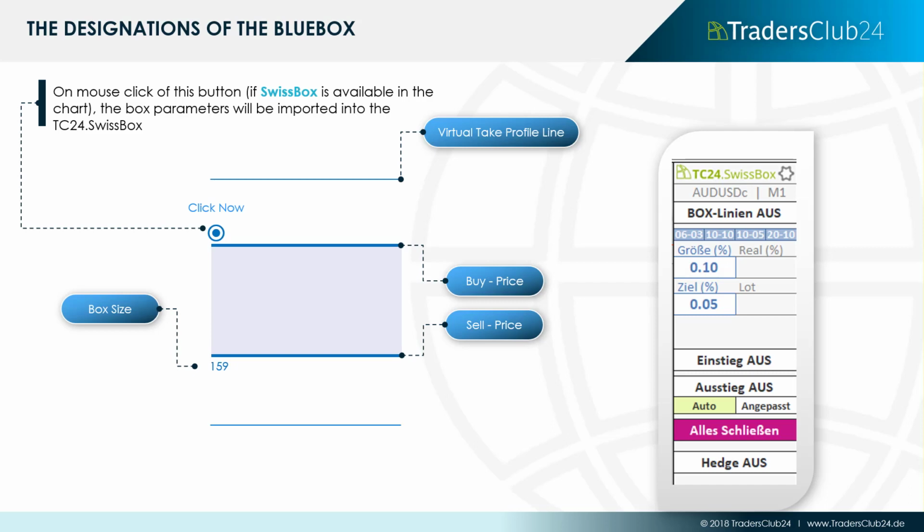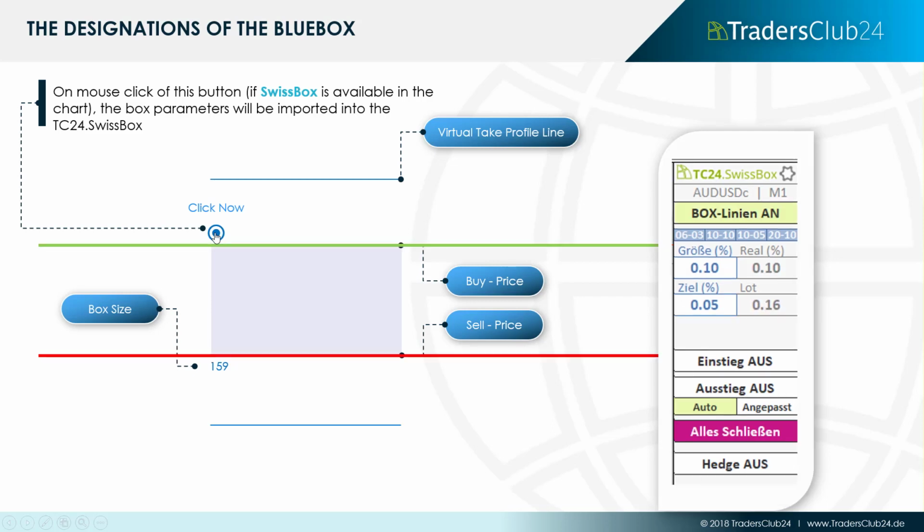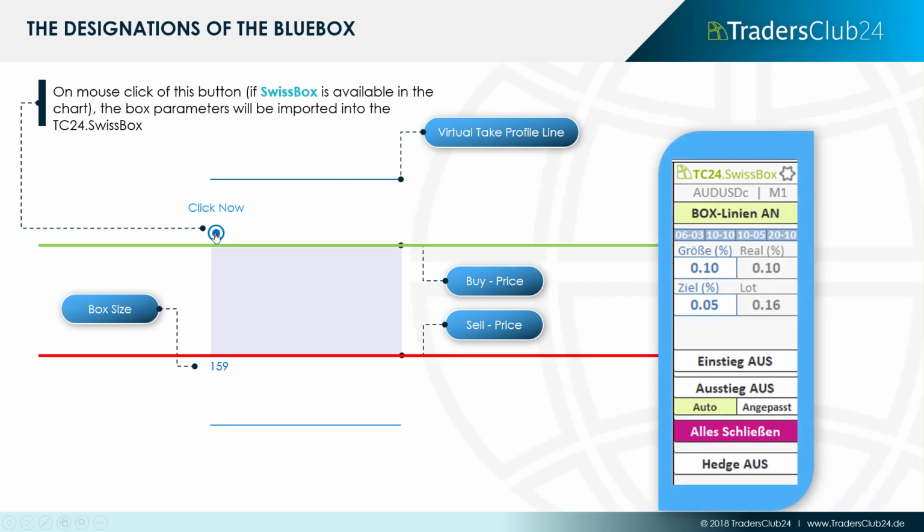So with this BlueBox, you no longer need to adjust the pending order lines. You just click on the top left corner here where it says click now, and then our tool places the pending order lines exclusively in the chart. Just like this. Next step, after placing the lines, we are going to take the risk and the target for that trade, and then we are clicking on Einstieg, which means entry.